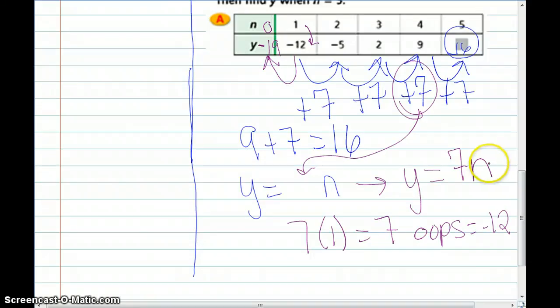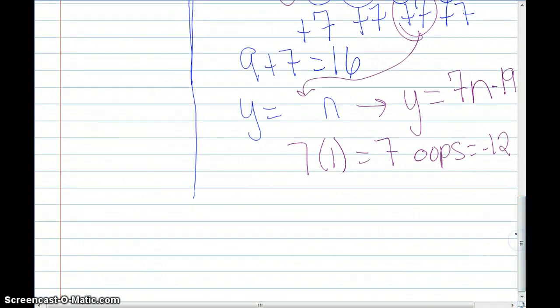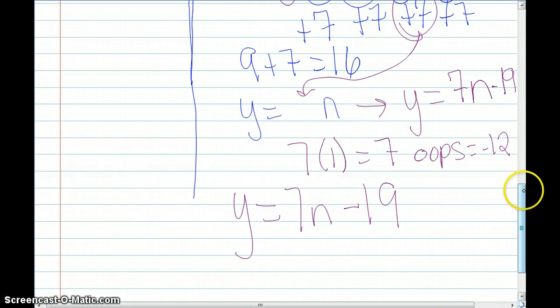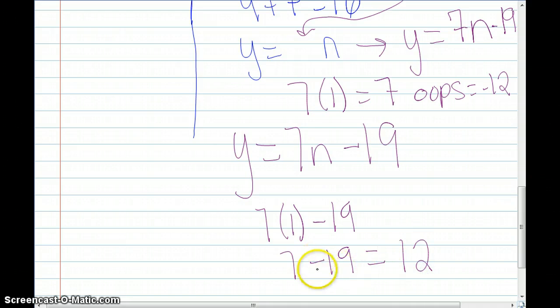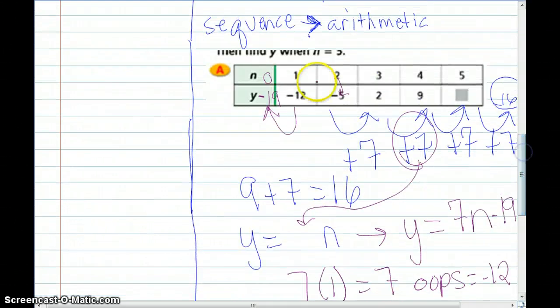So I've got to add that to the end of my function. Now, function is just a special word for an equation. So I have y equals 7n minus 19. Now I can test it. I can say, okay, 7 times 1 minus 19. That's 7 minus 19. 19 minus 7 is 12. My bigger number is the 19. It's negative, so I get negative 12. It works. So far, so good.